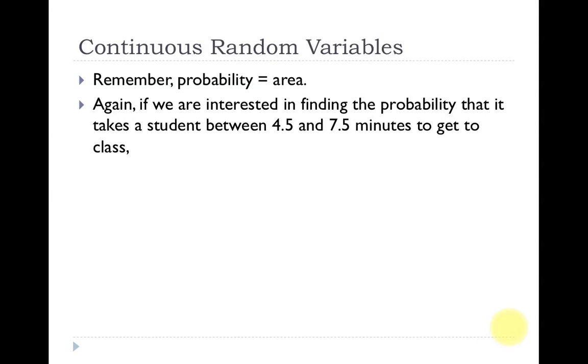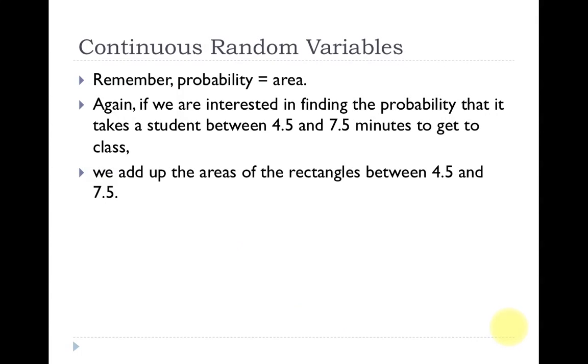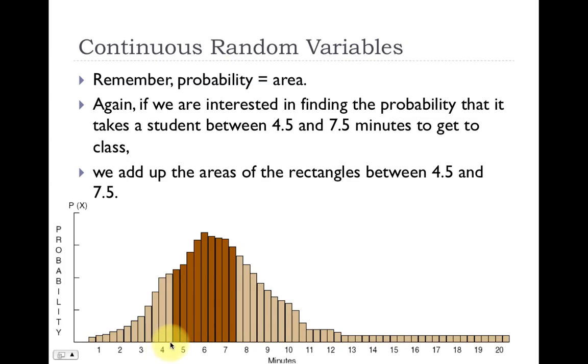So if we were interested in finding the probability that it takes a student between 4.5 and 7.5 minutes to get to class, here's 4.5 approximately right here, and 7.5 is approximately right here. We simply add up the probabilities for all the rectangles between 4.5 and 7.5. The probabilities of the rectangles are the areas of the rectangles. So the probability of this event happening is the area right here.